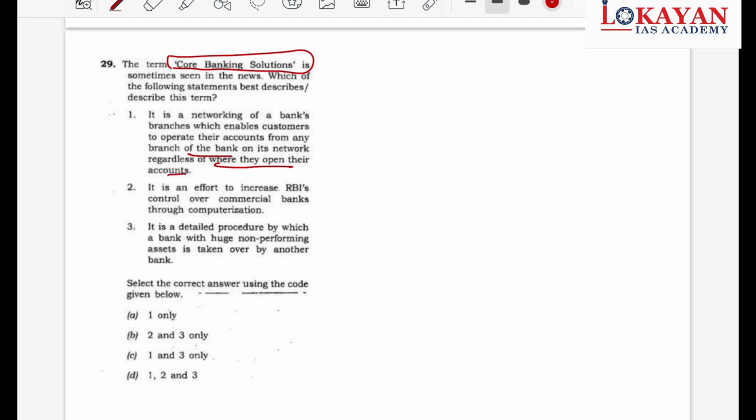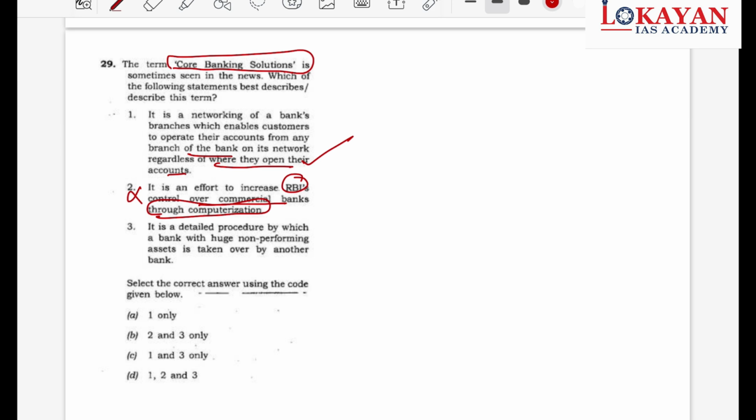This sounds very logical and correct because we are experiencing it in our day-to-day life. But don't mark anything, just read the next statement. It is an effort to increase RBI's control over commercial banks through computerization. Vague and illogical statement. Eliminate this. Third, it is a detailed procedure by which a bank with huge non-performing assets is taken over by another bank. Just remember your notes.